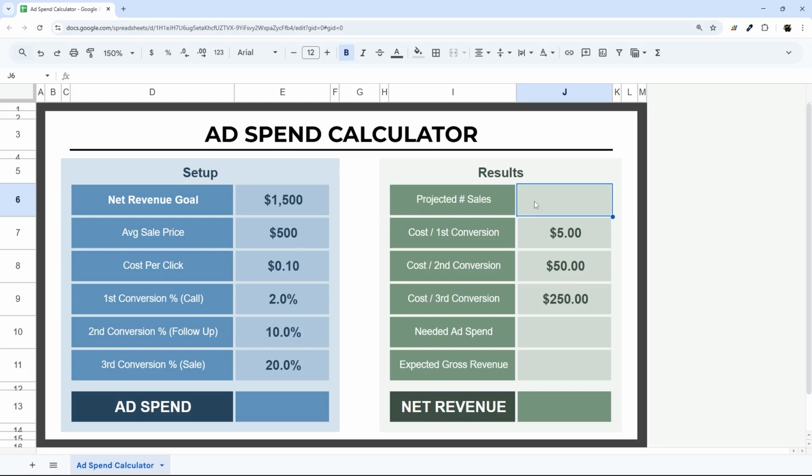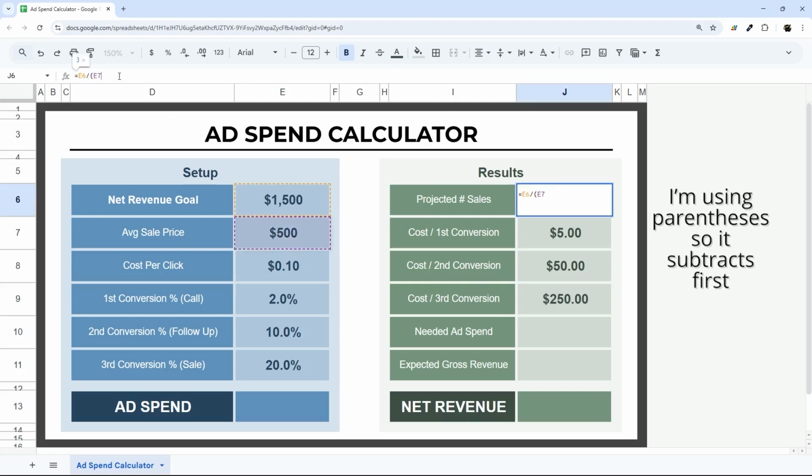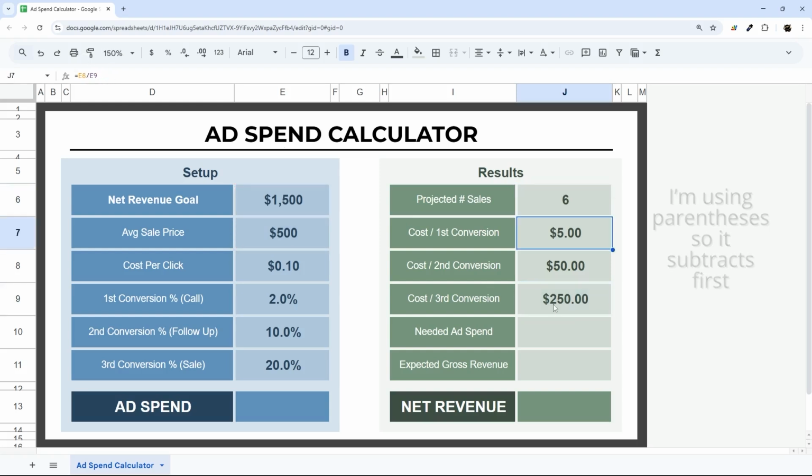Now, if this was your gross revenue goal, we could just simply divide this by our sale price. But we need to do a little bit more because we need to take our cost of advertising out of that to get our net revenue. And so what we're going to do here is actually our 500 minus our cost per sale. And so that gives us 6.